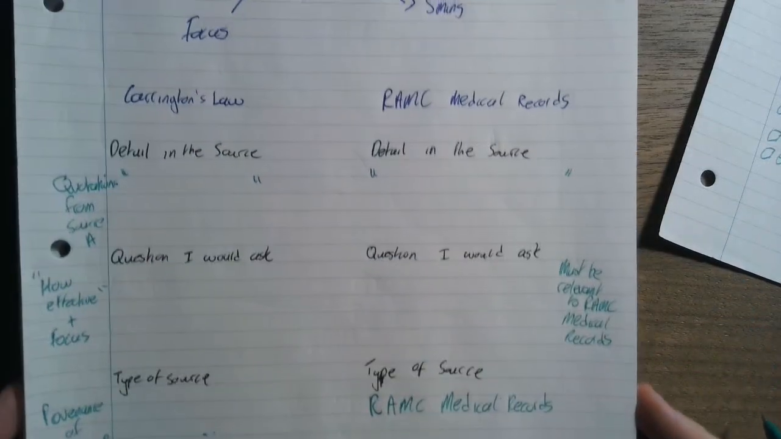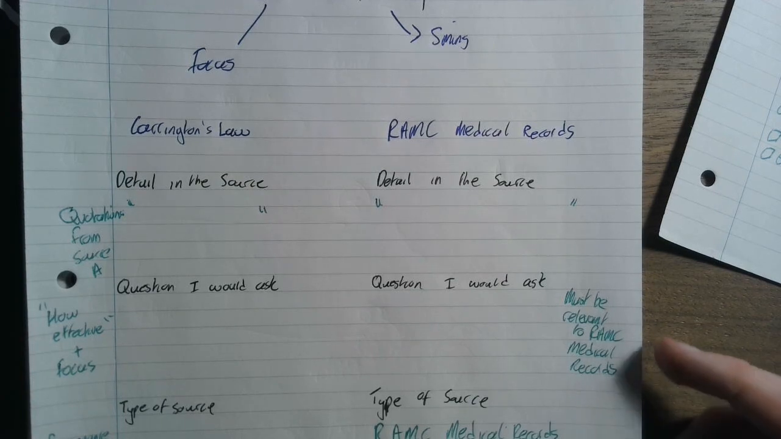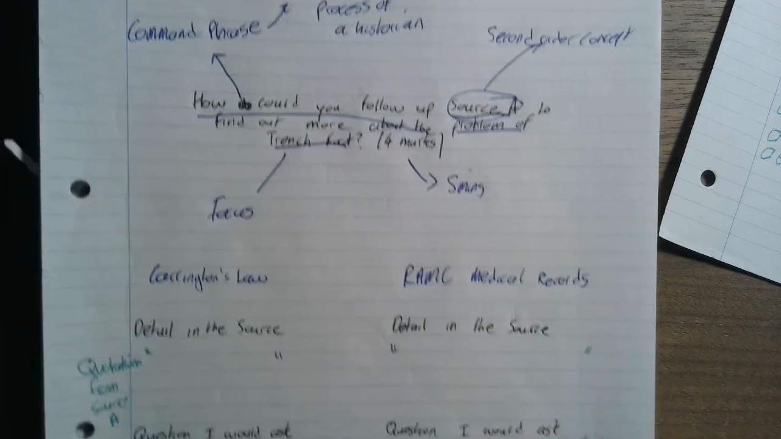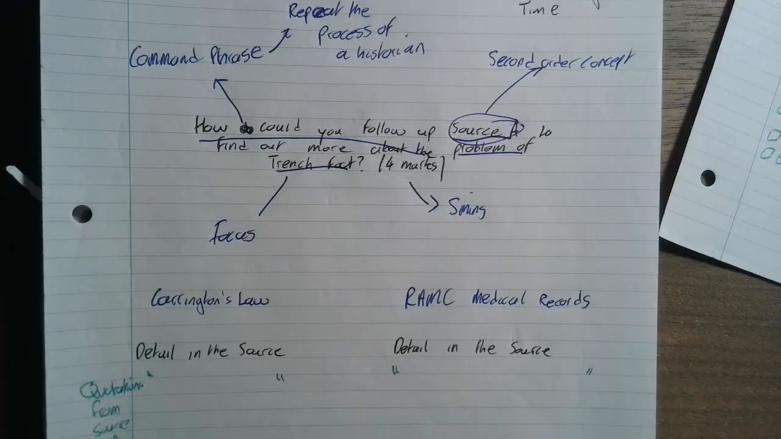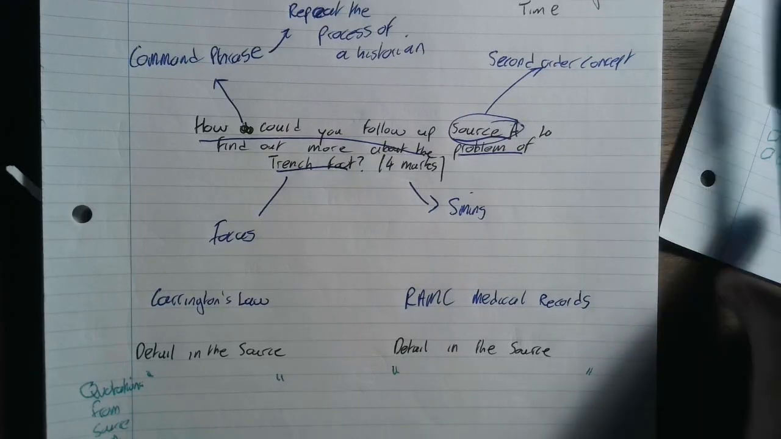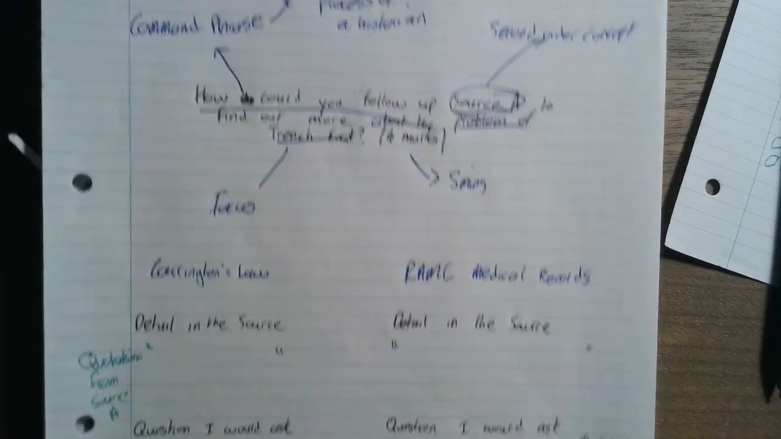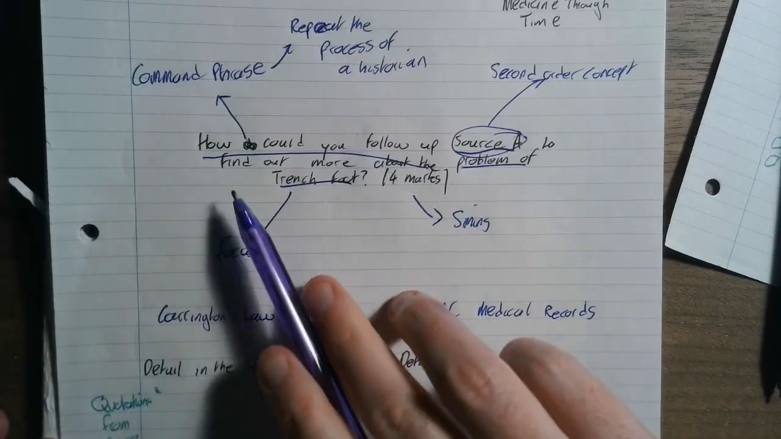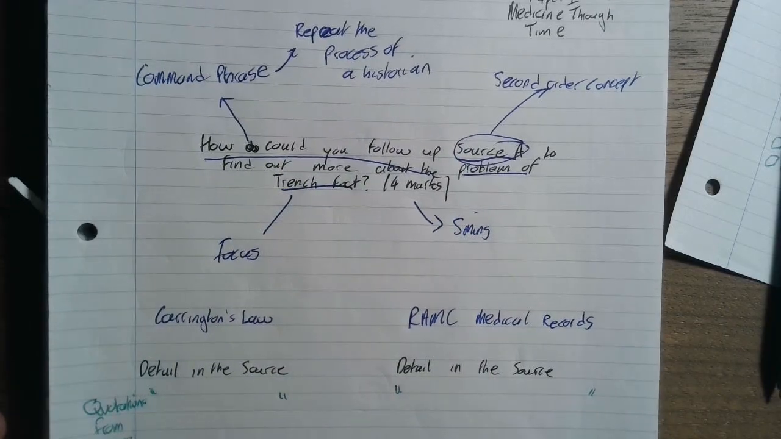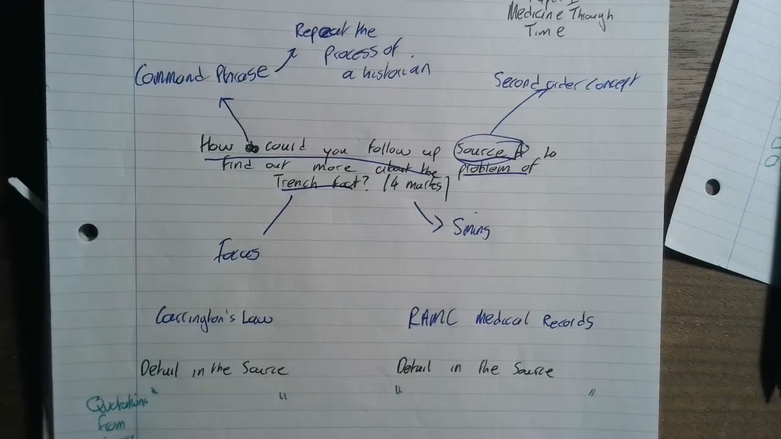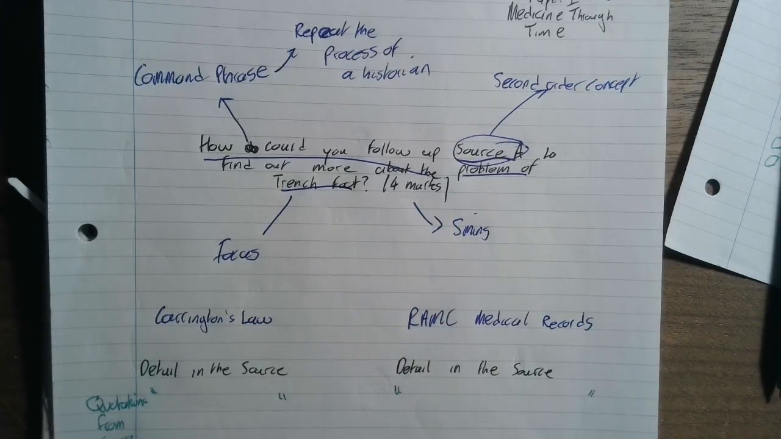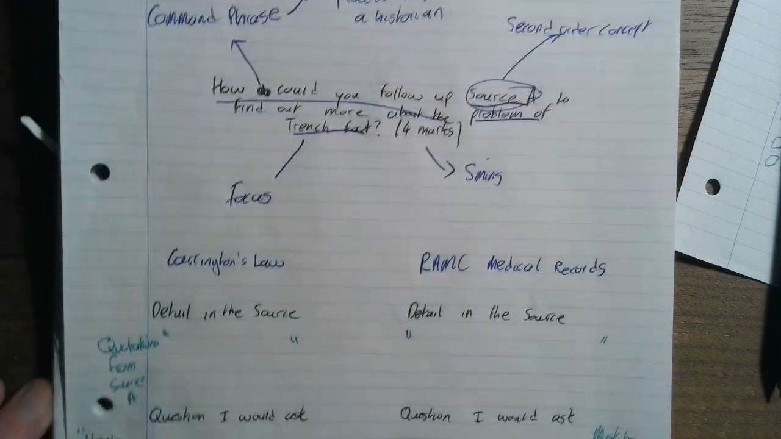Okay, right. Give yourself 5 minutes. You probably don't need as much as 5 minutes, but give yourself 5 minutes. I'm going to take you through both ways so you can self-assess your own answer. Nice and simple, guys. You're either choosing to do Carrington's law or RAMC medical records to tell me how you could follow up source A to find out more about the problem of trench foot. Press pause. Give yourself 5 minutes, or less than that, maybe. I'll see you shortly. Bye-bye.